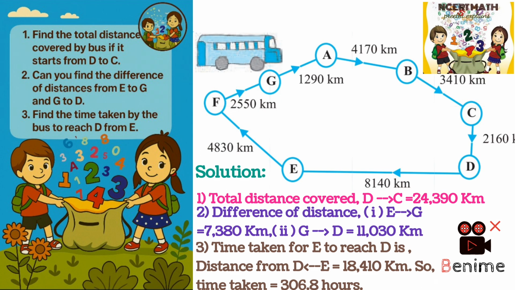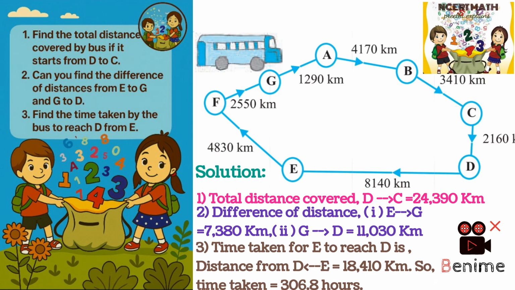Then the fourth question is we have to find the distance from E to G. For E to G we perform the addition of E to F as 4,830 kilometers plus F to G as 2,550 kilometers, which gives the distance covered by the bus from E to G as 7,380 kilometers.